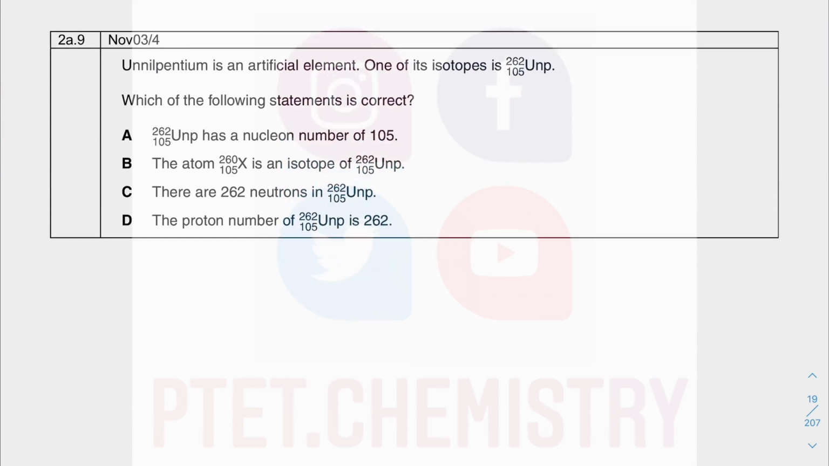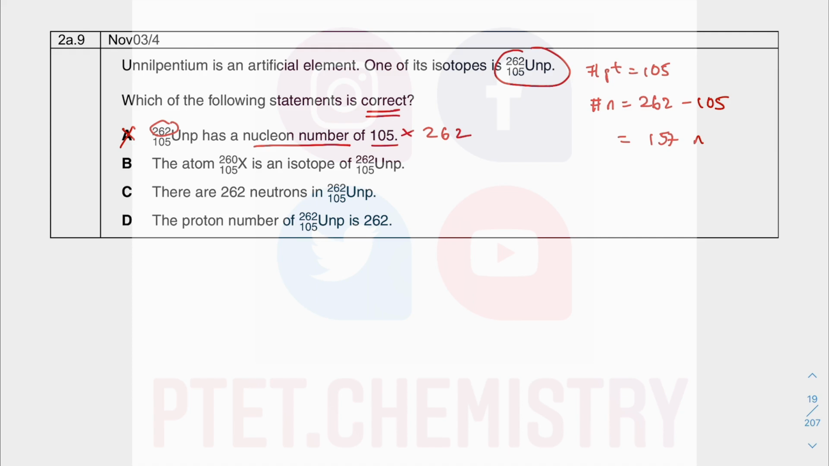2a part 9. They're asking for a correct statement. So this isotope there, I don't even know how to pronounce that. The number of protons is 105. That's the identity of the element. The number of neutrons is the nucleon number minus the proton number. So what is that? 262 minus 105 is 157. That's 157 neutrons. The nucleon number is 105? That is wrong. It's 262. That's the nucleon number. They're asking for a correct statement.